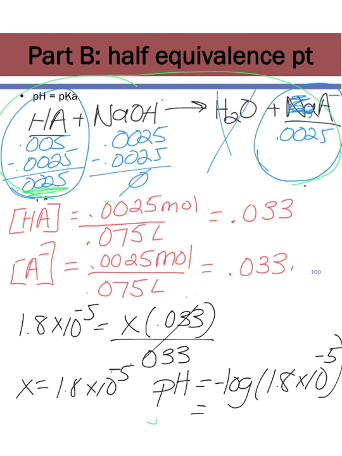So my whole point here is to show you that if we used that shortcut of pH equals pKa at half equivalence point, we would have saved ourselves a considerable amount of time. But we can still get there even if we forgot to recognize that we had that shortcut.